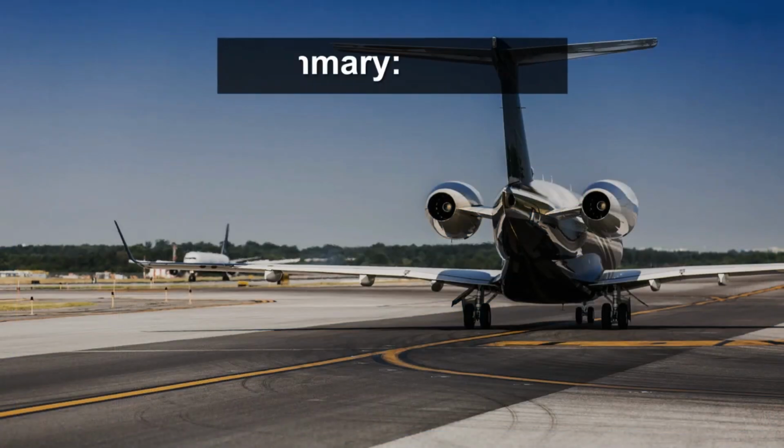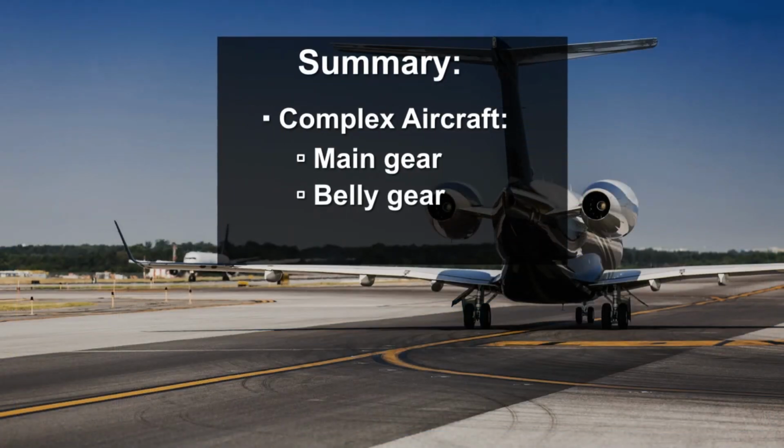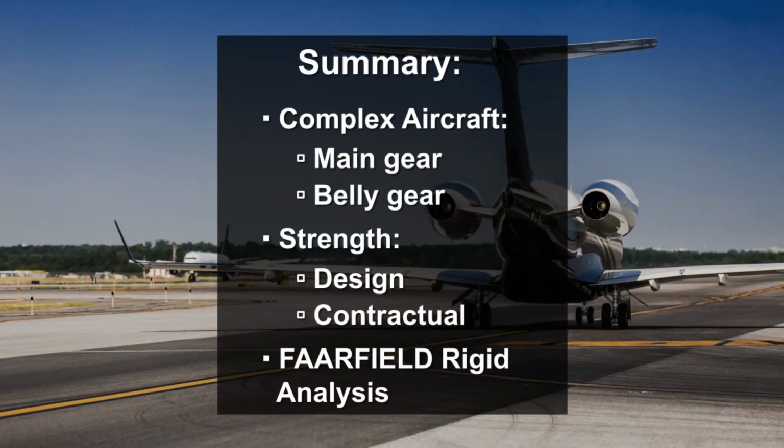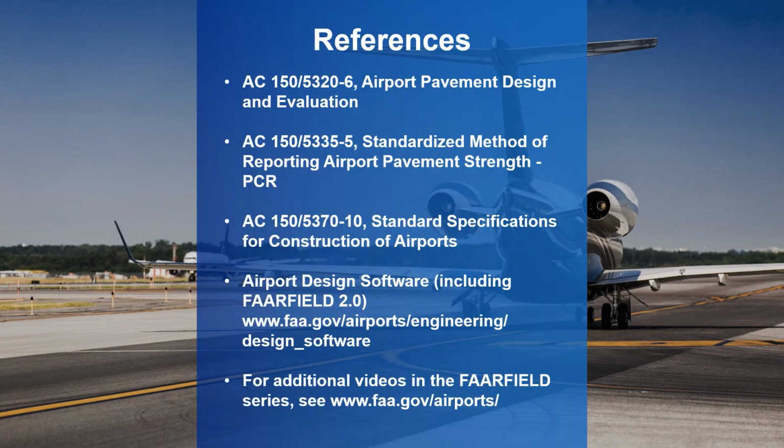In this example, we identified how Farfield treats complex aircraft with main and belly gears. We also discussed design strength versus contractual strength of PCC and performed a rigid analysis. See other Farfield videos for examples of other pavement types and for more information on traffic, user-defined aircraft, and pavement classification ratings. See AC 150/5320-6 for additional information regarding FAA standards for pavement design.